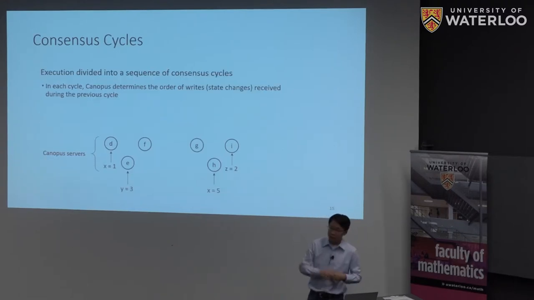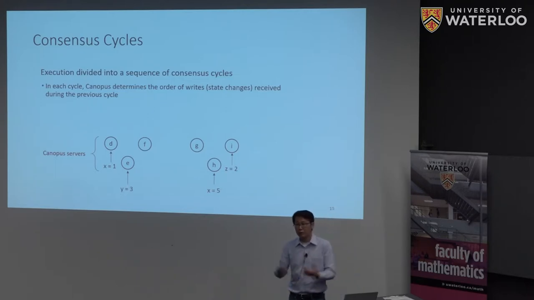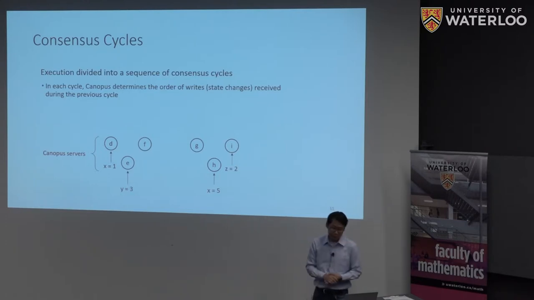Let me outline exactly how we perform consensus. Much like in other consensus protocols, we break up consensus time into a sequence of cycles. And in each cycle, Canopus tries to determine the order of the write requests received in the previous cycle. In this example, we have 6 Canopus servers, and 4 of them have received a write request in the previous cycle. At the end of the cycle, what we hope to do is for all the servers to see the same sequence of write requests.